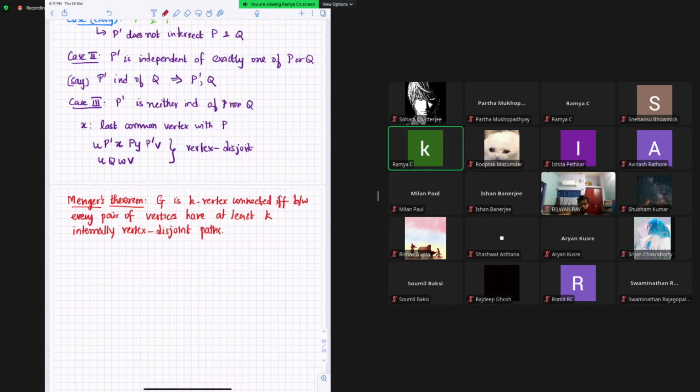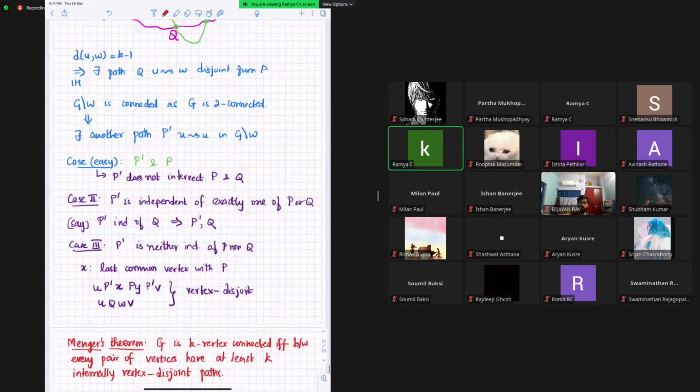You can find proofs of this theorem in any standard textbook in graph theory, but we will not do it as part of the course. It's a bit heavy for the course. We want to do more topics in graph theory rather than do Menger's theorem. That is why. Okay. So this is about connectivity.